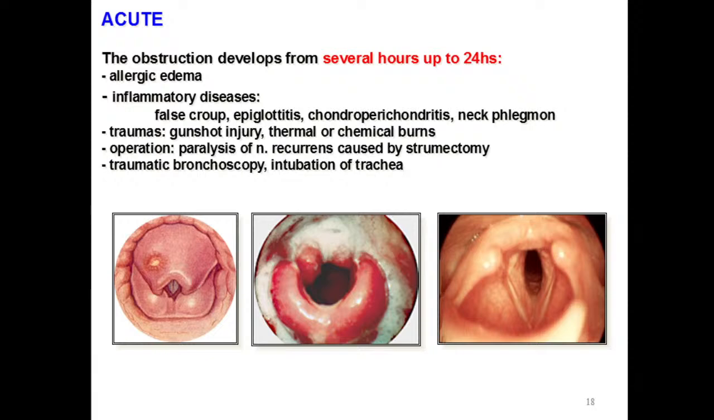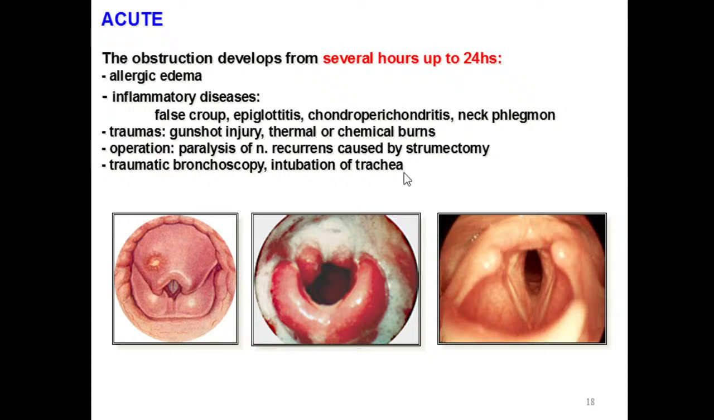And of course, if there is some damage of this muscle, of this nerve, it leads to paralysis of the muscle, and it leads to the so-called paramedian location of the vocal cords. It is a situation when the vocal cords are localized not in this position, but mainly on the middle line. And of course, it leads to narrowing of the vocal rim, insufficiency of air and the clinic of laryngeal stenosis.